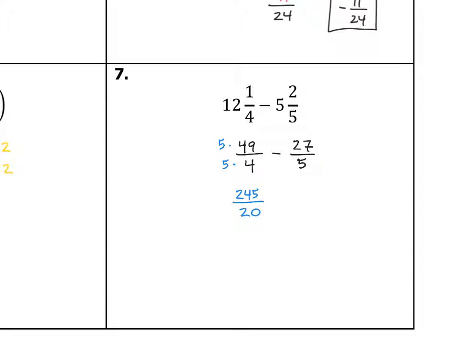For my second fraction, I need to multiply that denominator by 4. And so I'll have 27 times 4, which is 108. So we're taking 245/20 minus 108/20. So now I'll keep my denominator as 20. My numerators will be 245 minus 108. And when I subtract those numerators, I get 137. So this becomes 137 over 20.